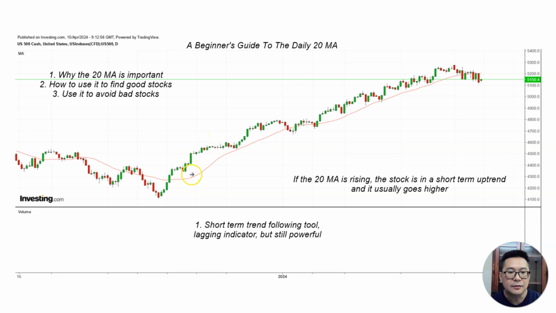So in this chart here, we have the 20 MA. Right, it's moving up and down, up and down and up. I like to color it red, but you can color it whatever color you want. You can make it thicker or not so thick. Okay, it's really up to you.